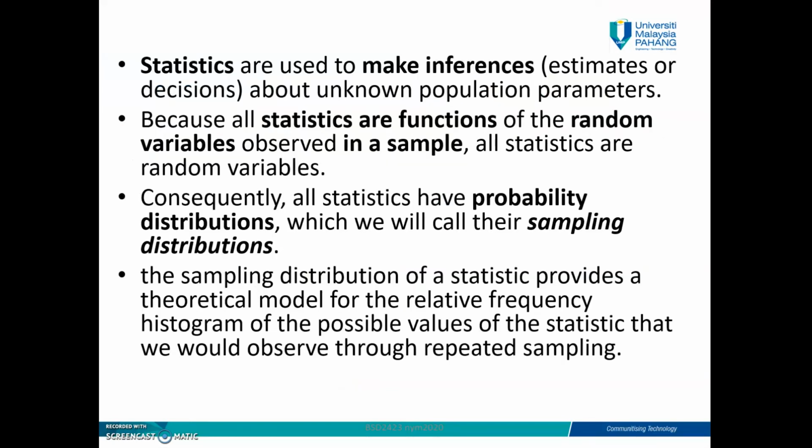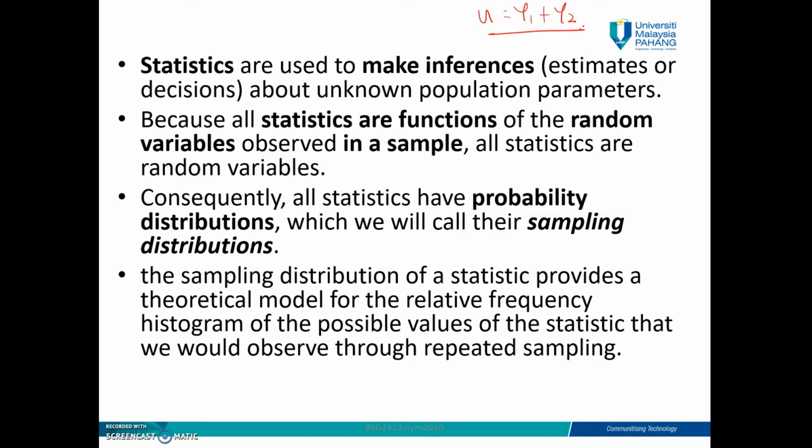All right, so here, again, statistics are used to make inferences, to estimate or make decisions about unknown population parameters. And because all statistics are functions of the random variables observed in a sample, all statistics are random variables. Why do we call it a function? Because, for example, when we want to find the sample mean, you must have a function for how to get the mean, which is y1 plus y2 plus y3 until yn, isn't it? That is called a function that you learned in the previous chapter. You have, for example, U equal to y1 plus y2. So this is a function, isn't it?